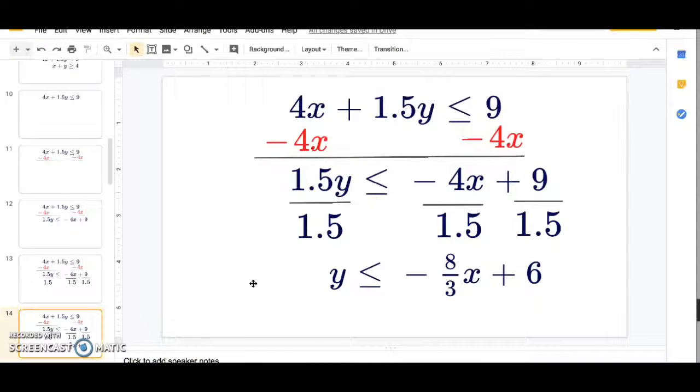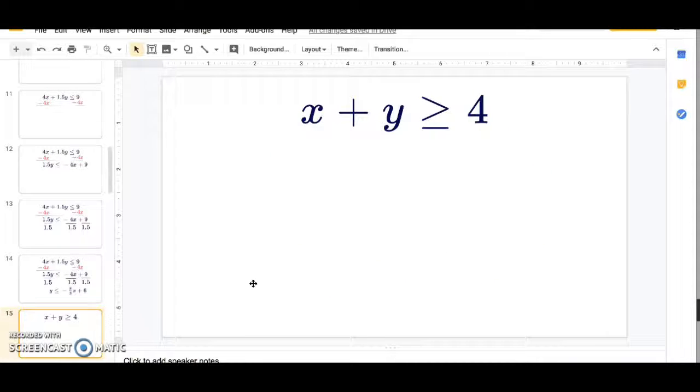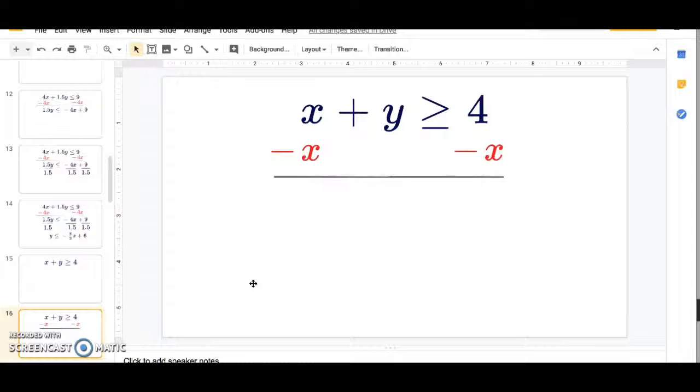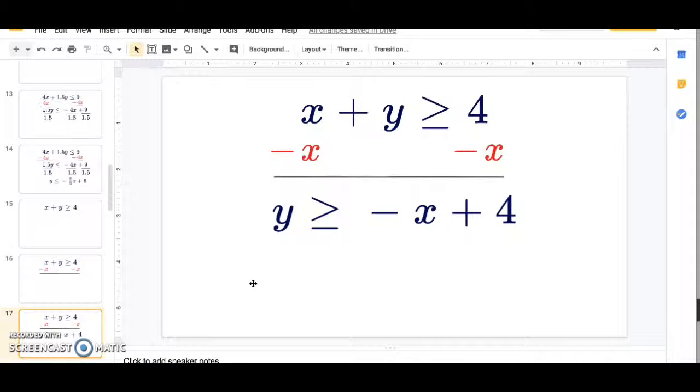But let's solve the second one so we have it done. So we have x plus y is greater than or equal to 4. I would subtract x on both sides, and I'll have y is greater than or equal to negative x plus 4. Okay? So now let's graph these.